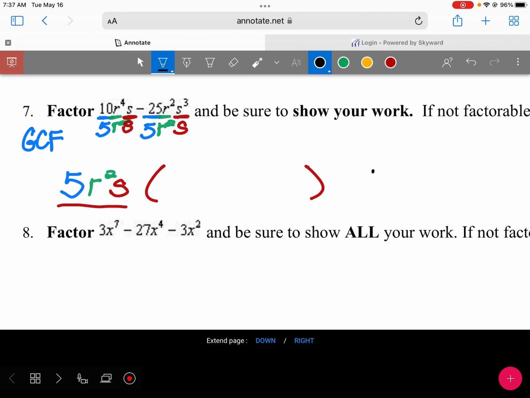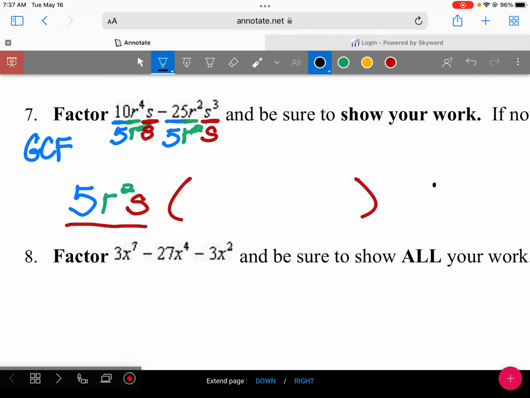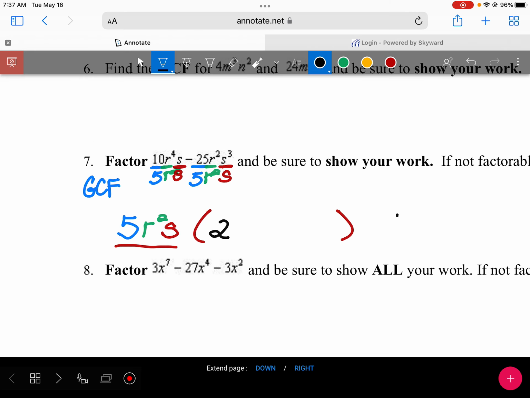So, what is 10 divided by 5? 2. So I have the 2 left over there. R to the 4th divided by R to the 2nd. When you have the same base, R to the 4th divided by R to the 2nd, you keep the base, and when it's division, you subtract. So R to the 4 minus 2 is going to be R to the 2. And over here, S divided by S, those actually simplify out, so I don't have any S's to put there.